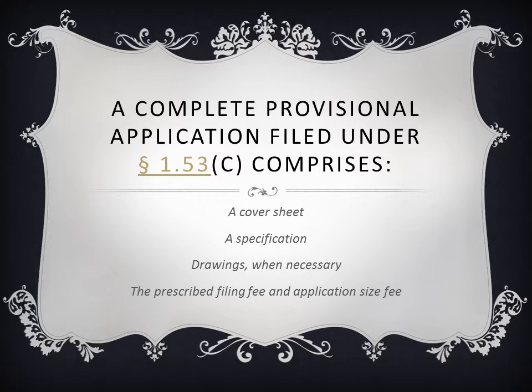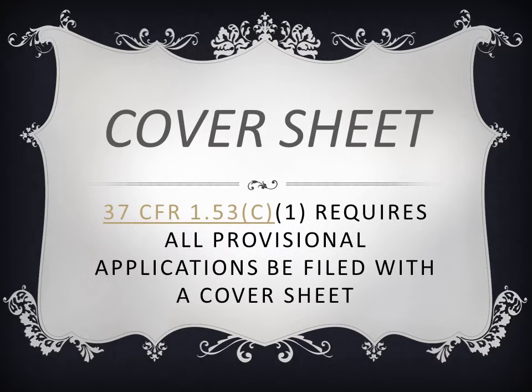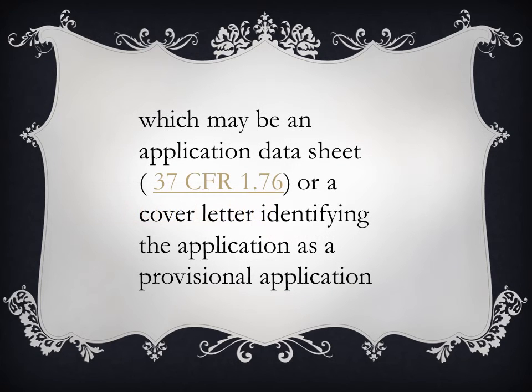A complete provisional application filed under 1.53(c) comprises a cover sheet, a specification, drawings when necessary, the prescribed filing fee, and the application size fee. A provisional application for patent shall be made or authorized to be made by the inventor. The cover sheet is required. This may be an application data sheet or a cover letter identifying the application as a provisional application.